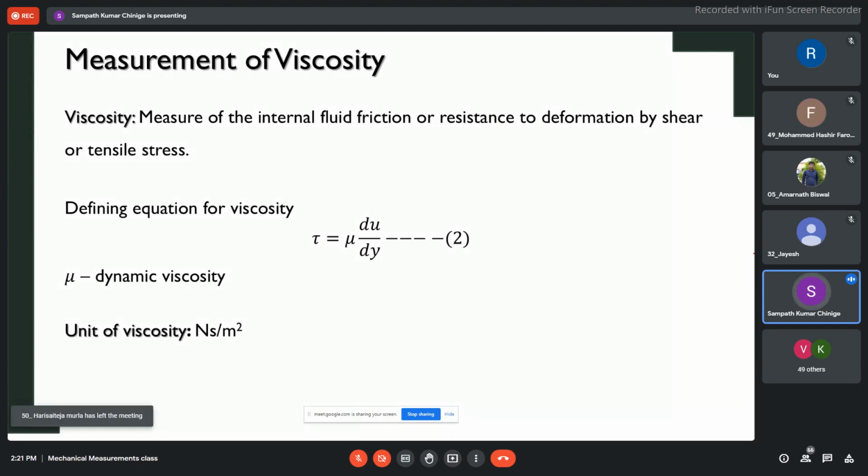So what's the time now? Can I go ahead with 10 more minutes? I'll try to finish the viscosity also, the measurement of viscosity.